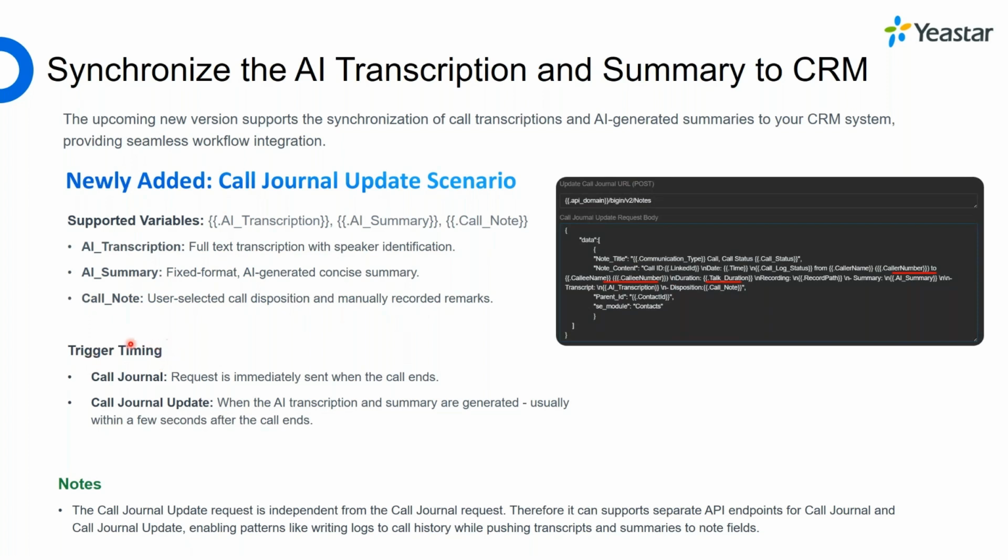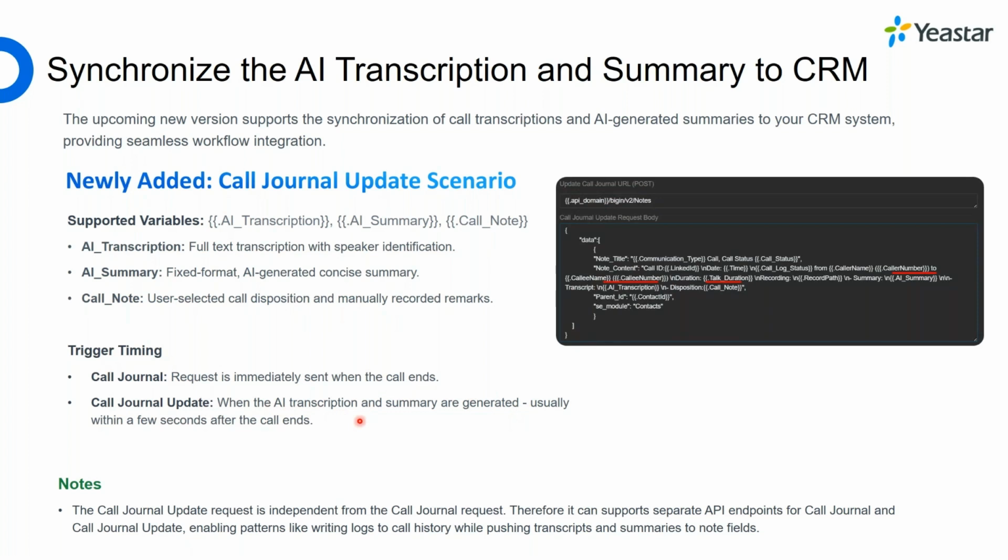Let's talk about the tracking timing. We have 2 scenarios. The previous one is the call general, where the HTTP request is sent immediately when the call ends. The other is brought in with this update, which we call the call general update. You can see on the UI page where to update the URL and the body. The timing is that when the AI transcription and summary are generated, this request will be sent to the CRM system.